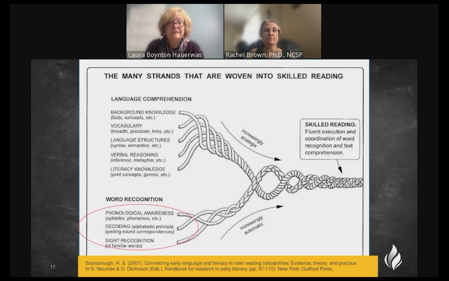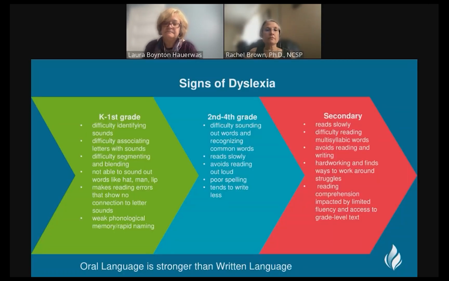For children with dyslexia, the difficulty is in the strands reflected by word recognition. Difficulty with phonemic awareness, slower to learn to decode and encode or spell, and to bring it together as a fluent reader. Some signs you might see of dyslexia: early on, you're going to see some difficulty identifying sounds, associating the letters with the sounds, blending and segmenting words together, sounding out words like hat and mat.